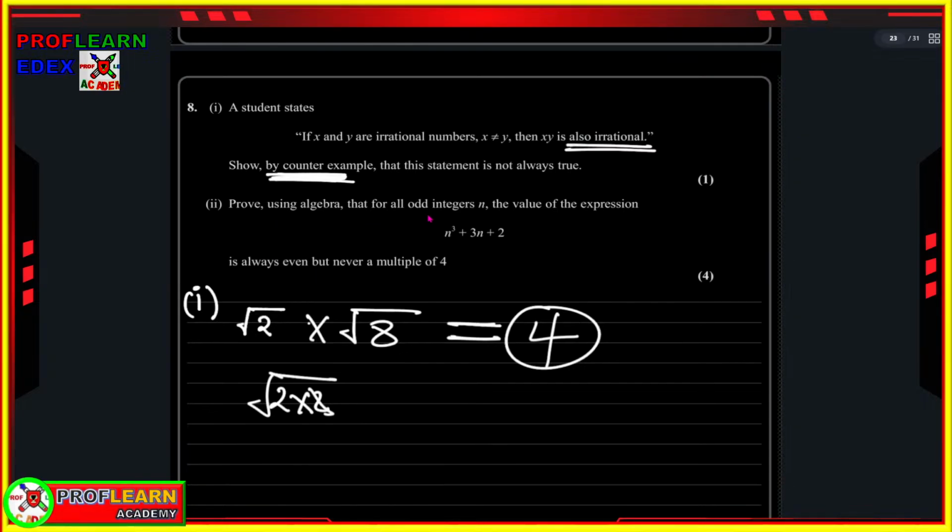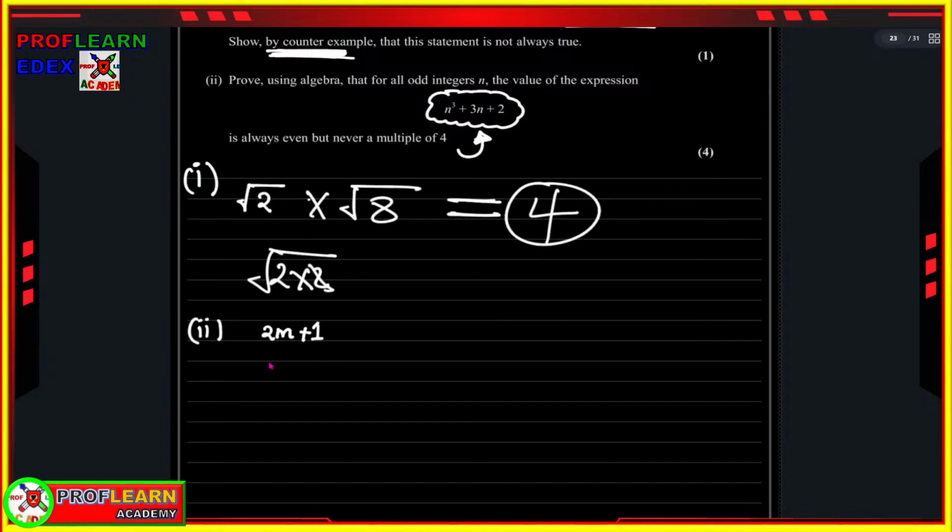Prove using algebra that for all odd integers n, the value of the expression is always even but never a multiple of 4. So we know that an odd number, how do we write an odd number? For instance, an odd number can be written as 2m plus 1. So we can input that odd number into the expression that we have here.